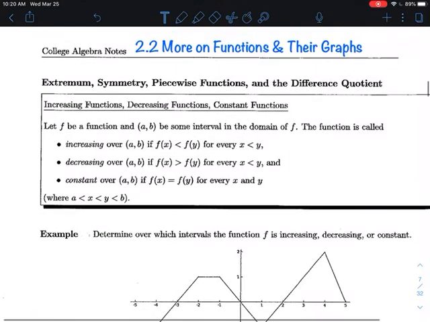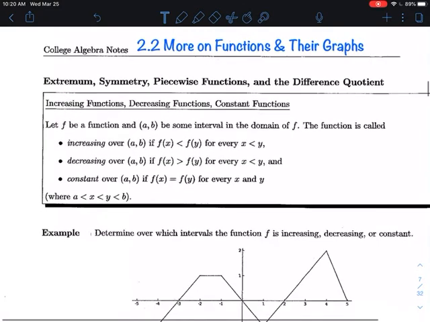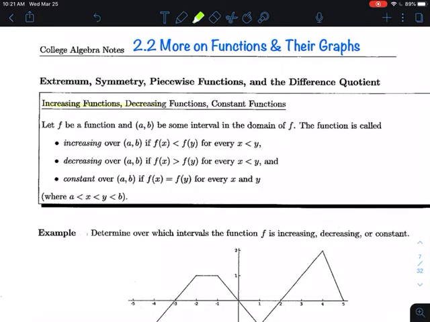Today's lesson is section 2.2. That's the title and homework. More on functions and their graphs. So we're going to talk about first increasing, decreasing, and constant functions.